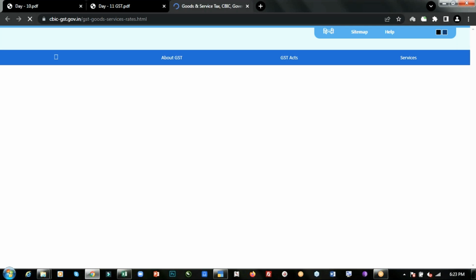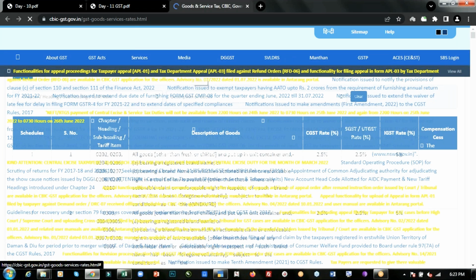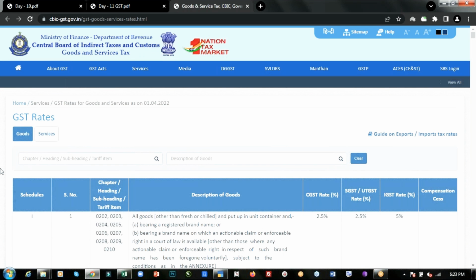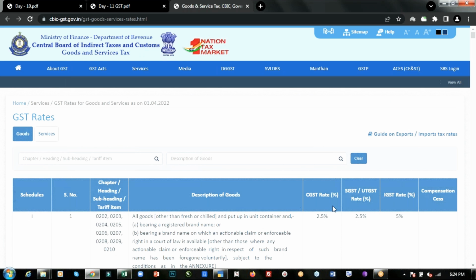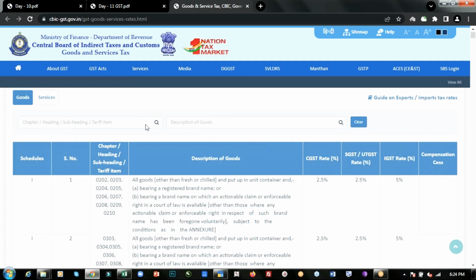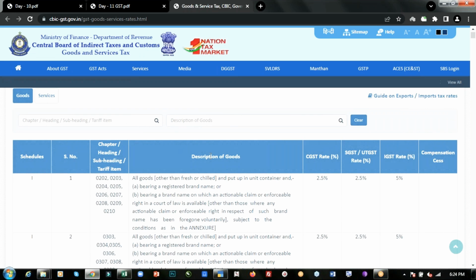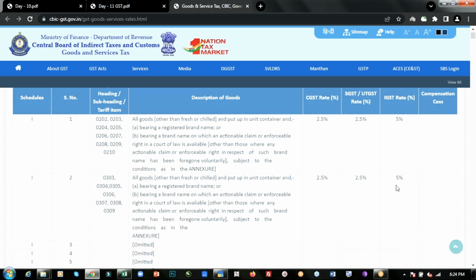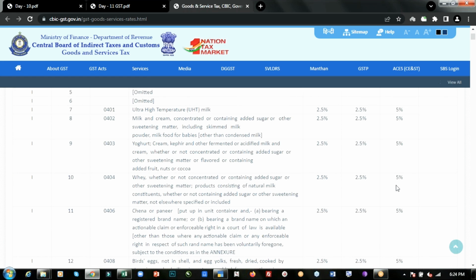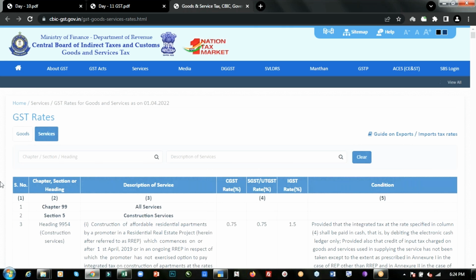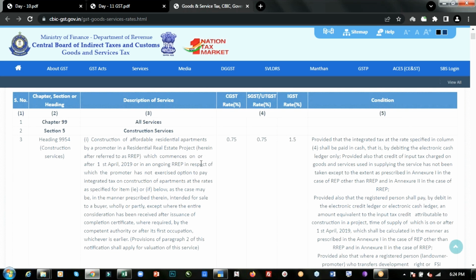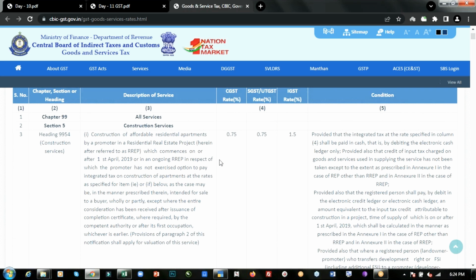If you open that link, it is basically the government portal where the entire list of goods and services is given as per their GST rates. You can see currently it is showing the goods. You can search for a particular goods as well, or you can search for a particular heading. If you click on services, it will show you the service list, on which service which type of tax is applicable.